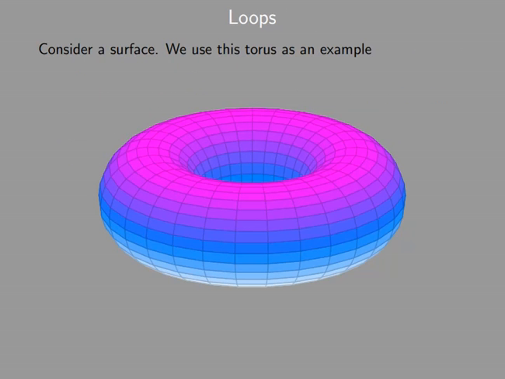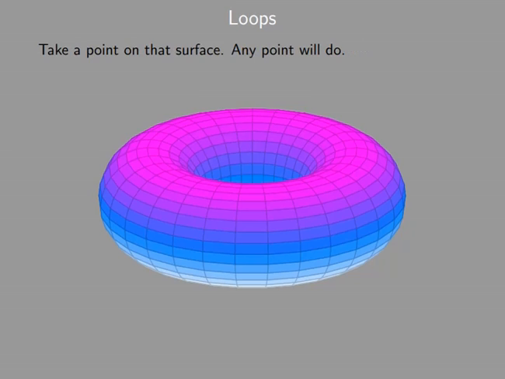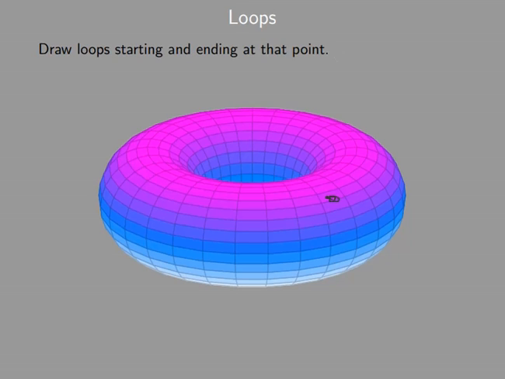Okay, so now we're going to talk about loops. Consider a random surface. We'll use this torus as an example. We're going to choose a point on that surface. What the point is doesn't matter, any point will do. We'll choose this black one here. Now we're going to draw loops that start and end at that point. For example, in red, this loop here is a loop that starts at the black point and ends at the black point.